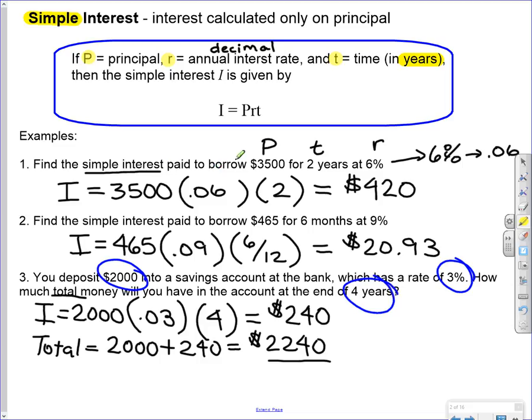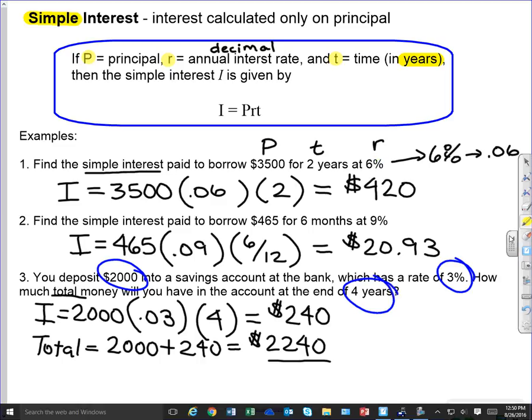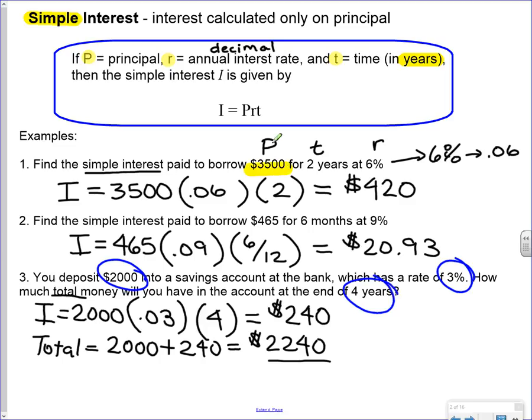Find the simple interest paid to borrow $3,500 for 2 years at 6%. So the first thing we want to do is just identify all the variables. We borrowed 3,500, so that's going to be our principal. We did it for 2 years, so that's our time, and that is in years, so we will plug in a 2 there. At 6%. There's one other thing we have to do. We've found the P and the T and the R. However, the R is usually given to us as a percentage, but the way we're going to actually plug it into our equation is to convert it to a decimal.